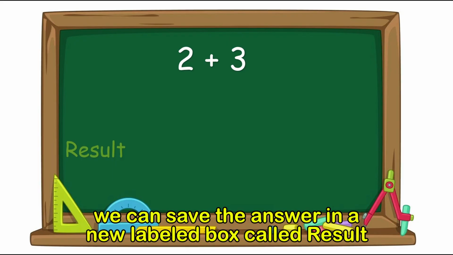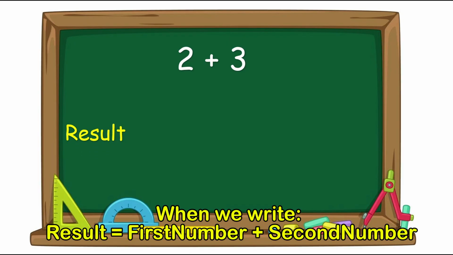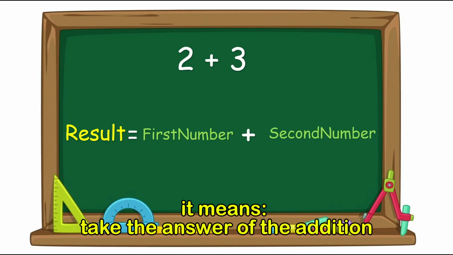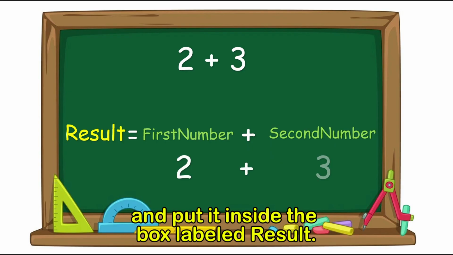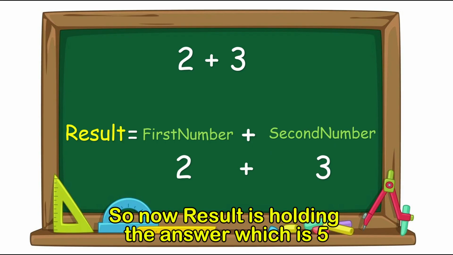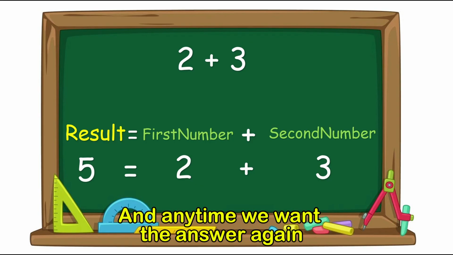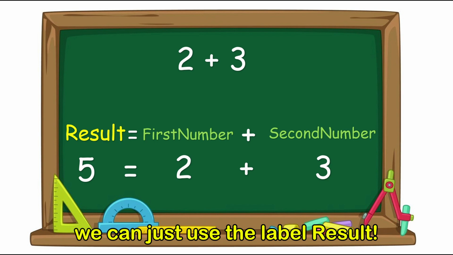And here's a really helpful trick. We can save the answer in a new labeled box called result. When we write result equals first number plus second number, it means take the answer of the addition and put it inside the box labeled result. So now result is holding the answer, which is 5. And anytime we want the answer again, we can just use the label result.